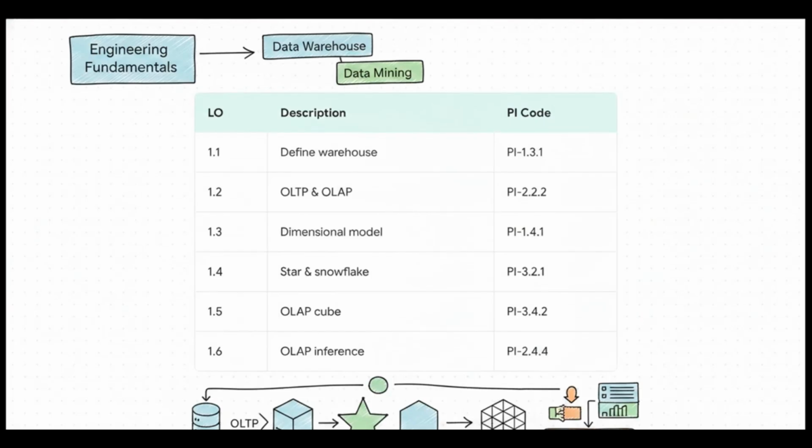These milestones map out exactly what you'll be capable of. It tracks a really clear progression. You start by defining engineering fundamentals, then you identify OLTP and OLAP functionalities, and move right into applying dimensional modeling to real-life problems. It wraps up by challenging you to actually implement a warehouse via an OLAP cube and apply computer engineering principles to attain true inference. Complete with the exact PI codes, this is your comprehensive roadmap to total competency.